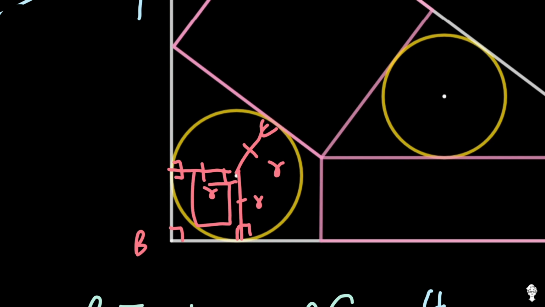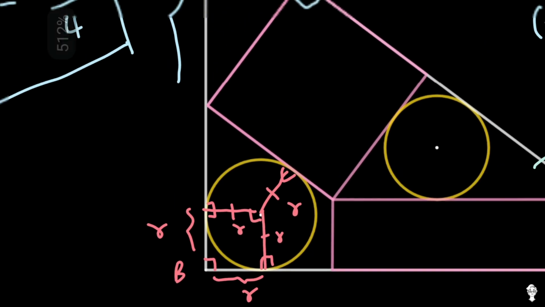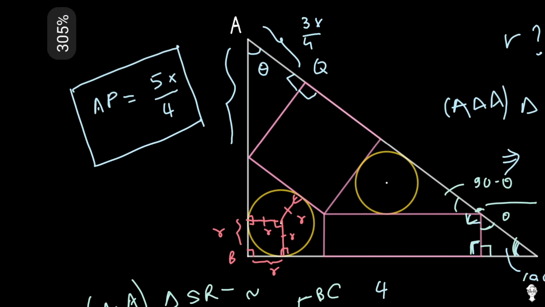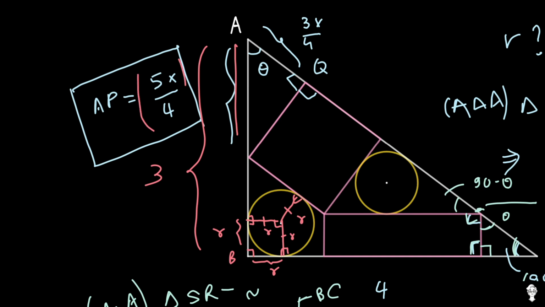This particular quadrilateral is a square because all the 4 angles are 90 degrees and adjacent sides are equal. Therefore, this much length is R, and this much length is R. Now what I can see is that the complete length from A to B was 3. This much length we have got as 5x upon 4. This much length we have got as R.